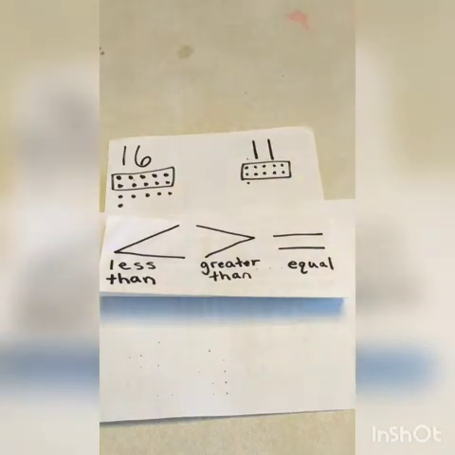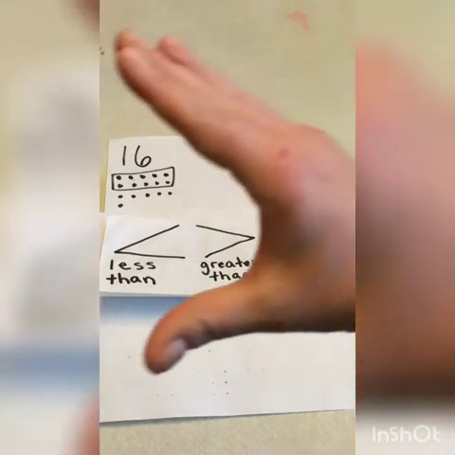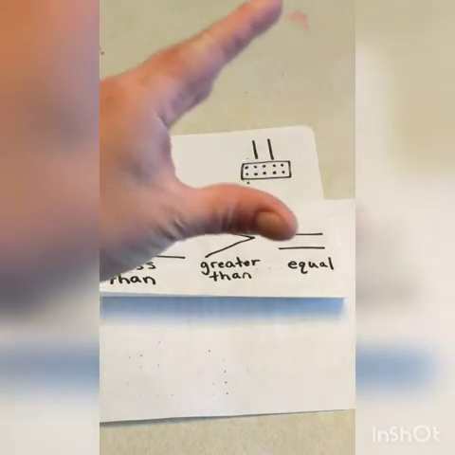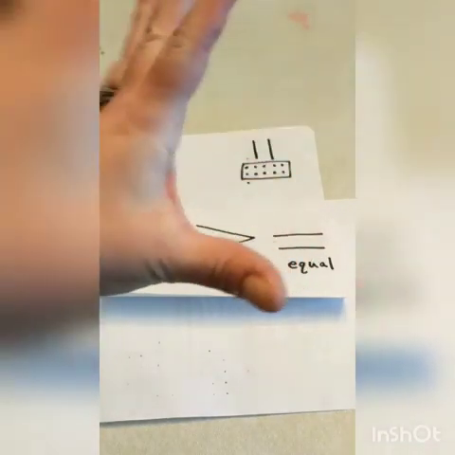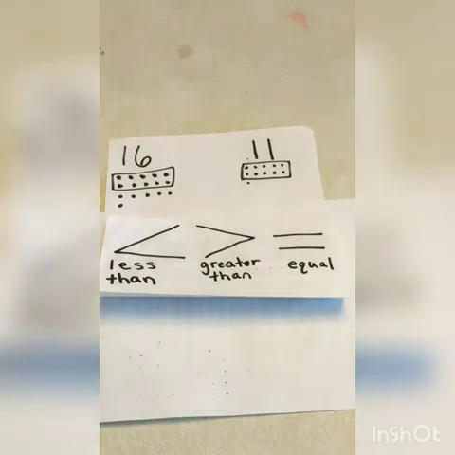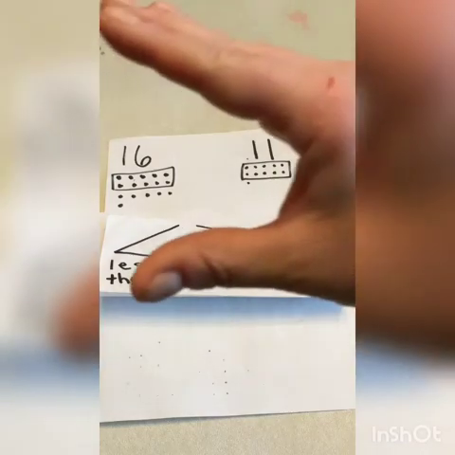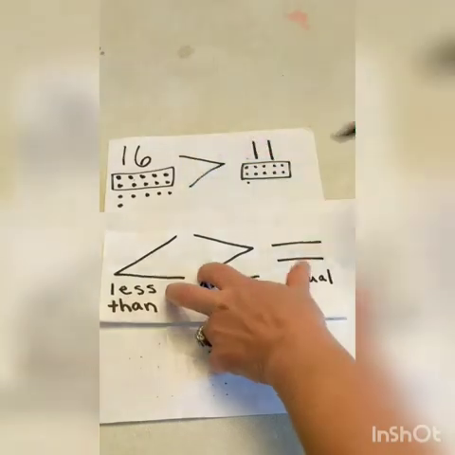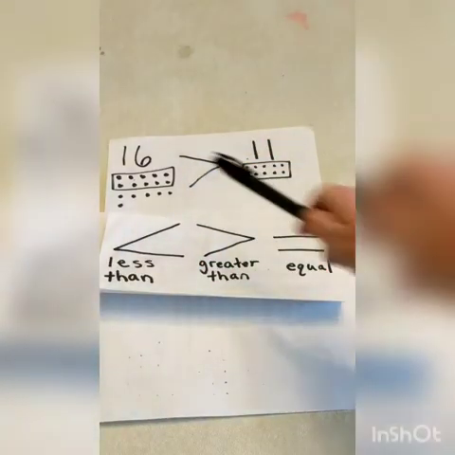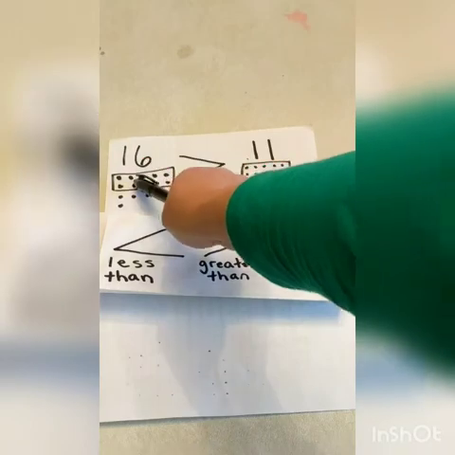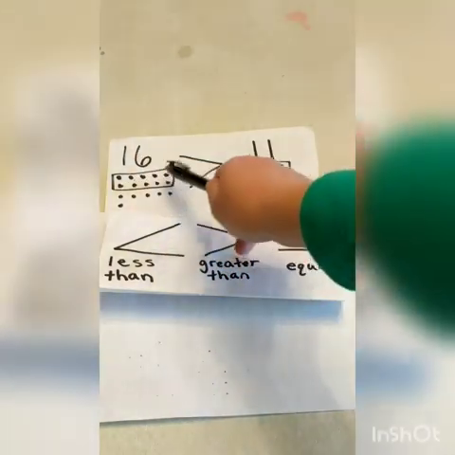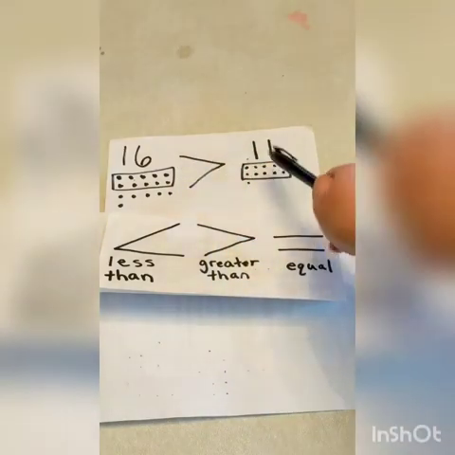Which is the bigger number? Are we going to be eating the number 16 or are we going to be eating the number 11? We want to eat that bigger number. Which one has the most dots? If you said we're going to eat the 16, that means that we're going to be using the greater than symbol. Good job, friends. So 16, say it with me, 16 is greater than 11. The number 16 is greater than the number 11.